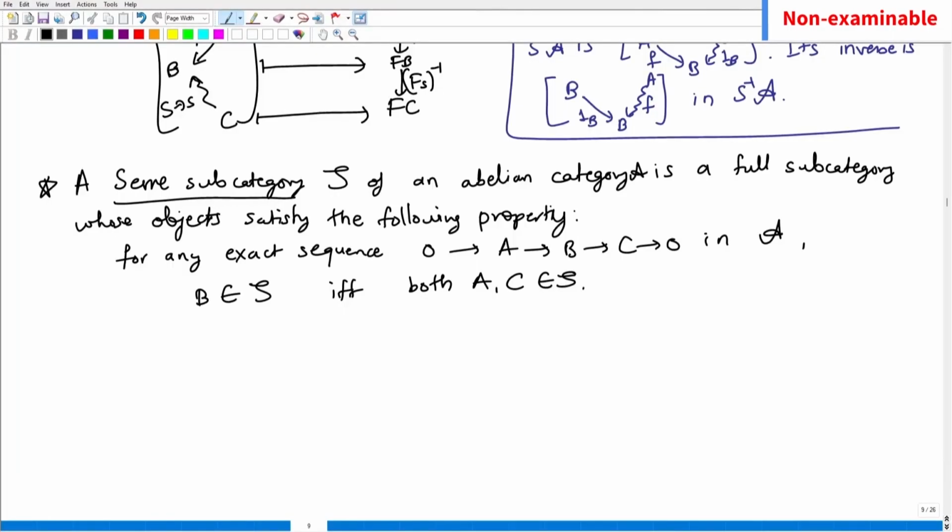And simultaneously it is also closed under extensions. Extension means that given C and A, B is an extension of C by A. So it is closed under subobjects, quotient objects and extensions. These three properties can be expressed very succinctly in just one line: that for any short exact sequence this happens.